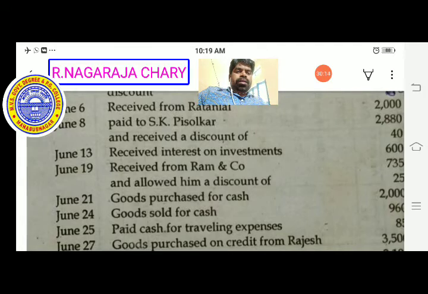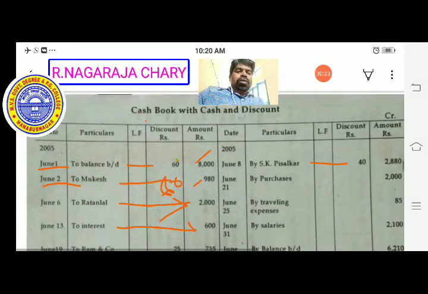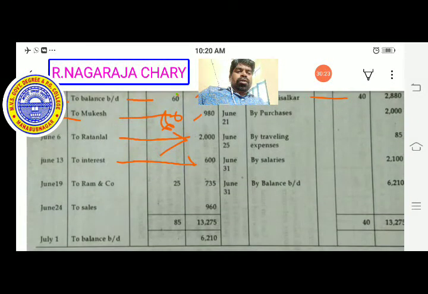Yes, received from Rama and Company. So, we are receiving 735 rupees from Rama and Company. This 735 rupees is to be written on the debit side. Yes, 735 rupees is recorded against Rama and Company. Okay, got it.